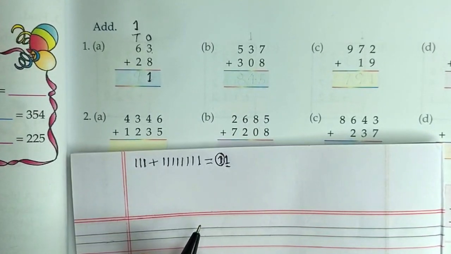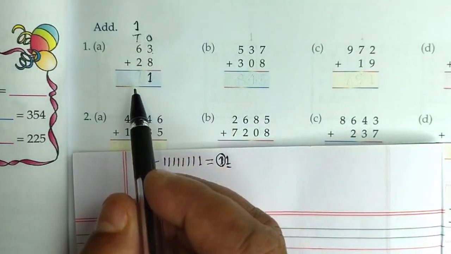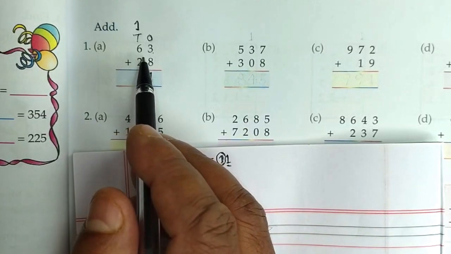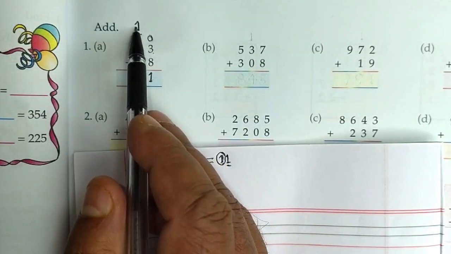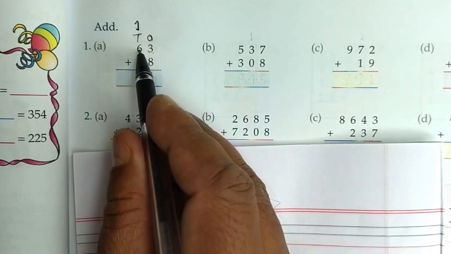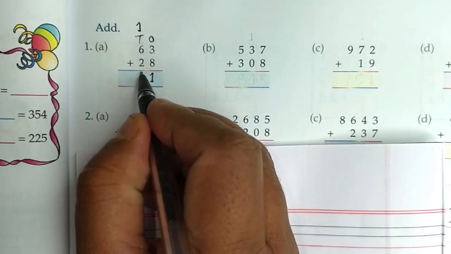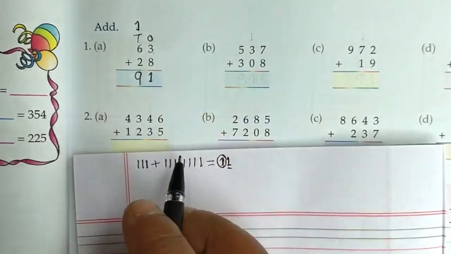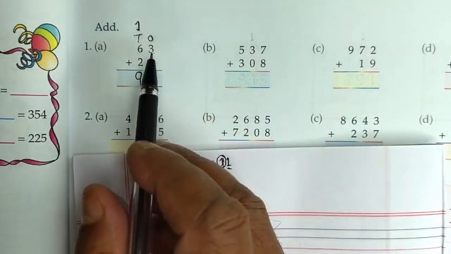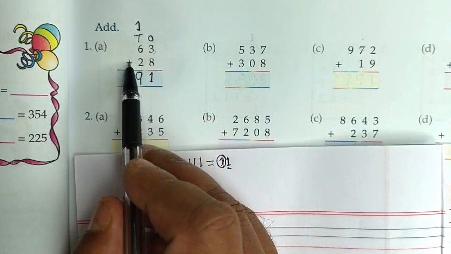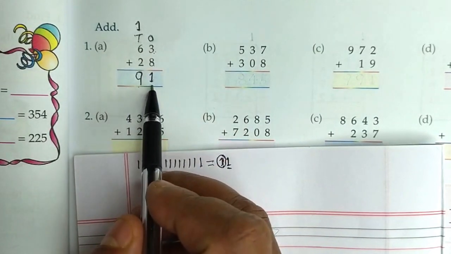Now again add the numbers of the tens place including the carry one. 6 plus 2, 8, 8 plus 1, 9. Write down here. So 63 plus 28 is equal to 91.